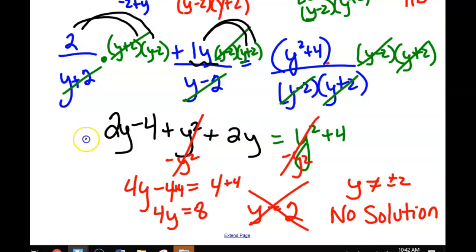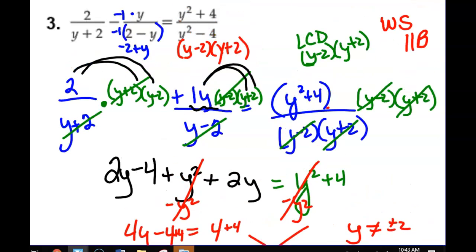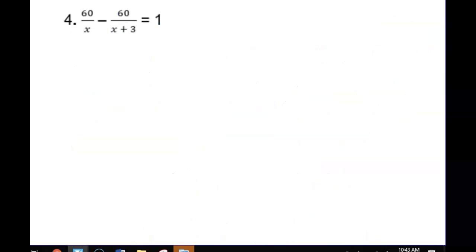The only way to really check that on the calculator would be to graph all of this in y1 and all of this in y2 with a bazillion parentheses and see if they ever intersect, and they're not going to. All right, that was a painful question that had no answer. All right, this would be a good quiz question.